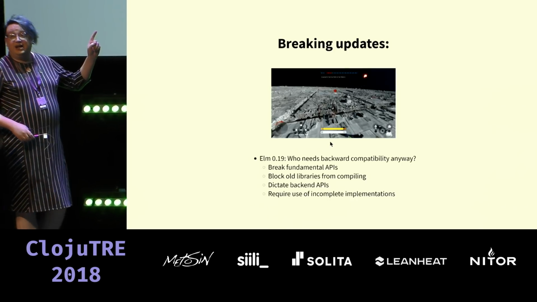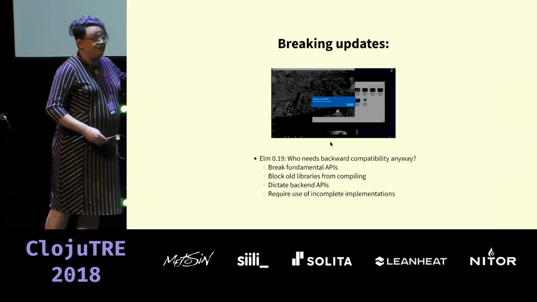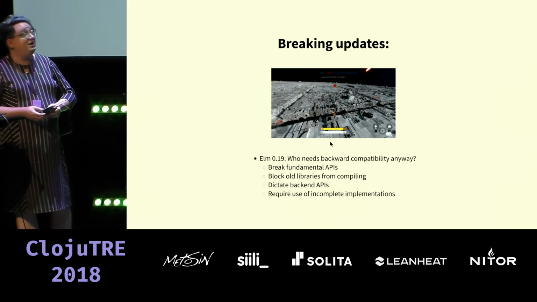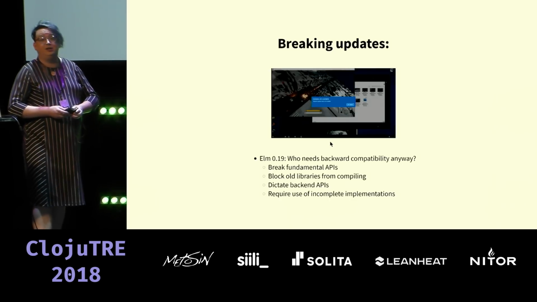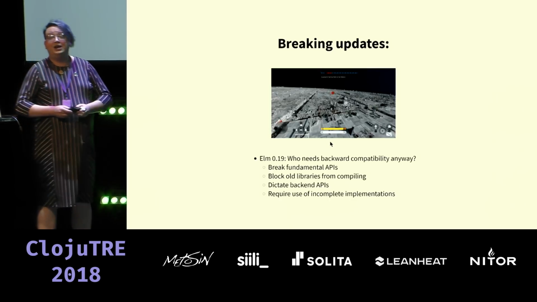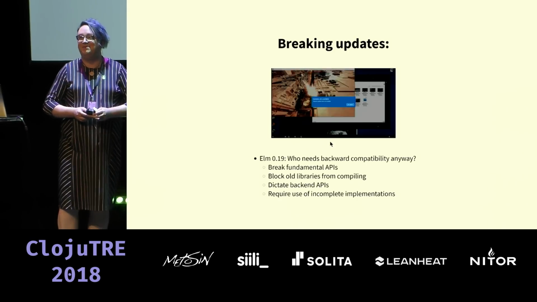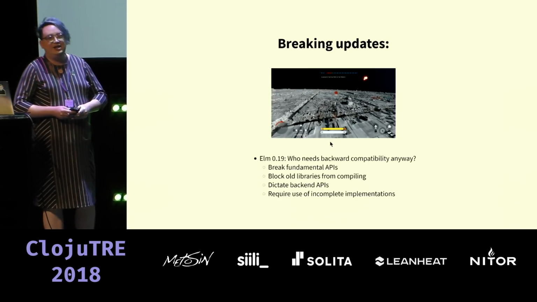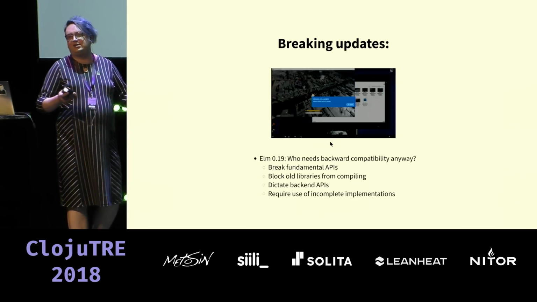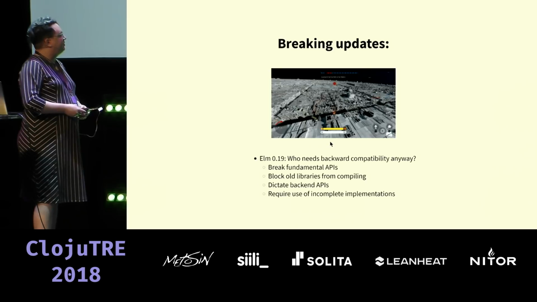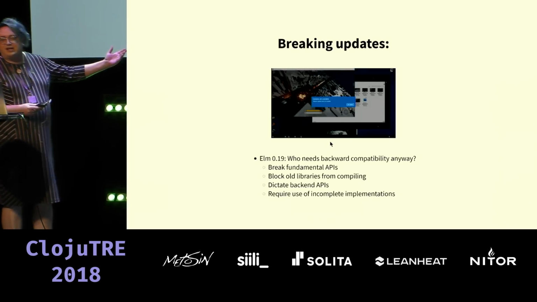Dictate backend APIs. So one of the changes that went through in Elm is we have a new time API. Evan has decided that the only correct way to do time is POSIX time, and so therefore you no longer need APIs to work with anything but POSIX time. And if anyone has a problem with that, his answer is basically, well, just write your own library. And of course it's required to use that because that's all you got.